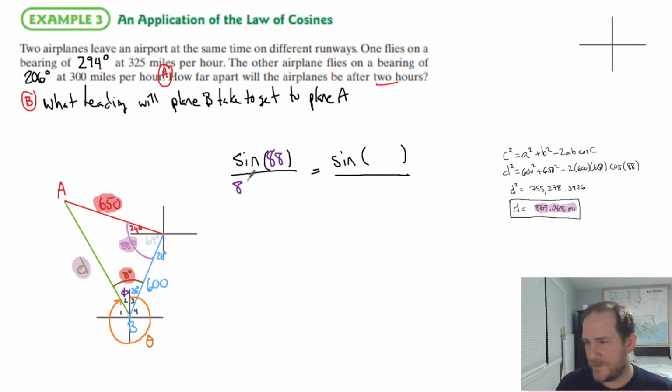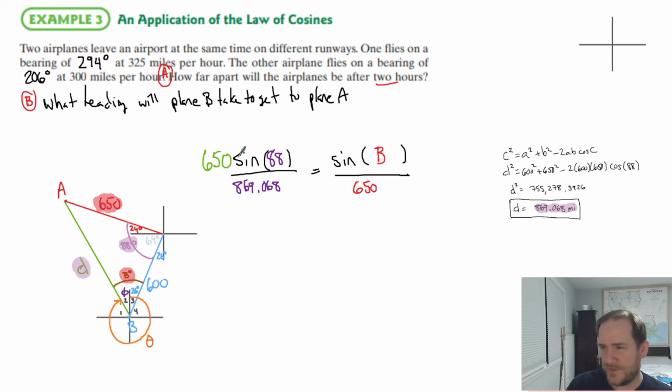Side D is 869.068. Then, because we're interested in angle B down here, we're going to use the 650-mile long side, and we're going to use it to solve for the measure of angle B. And we're going to do this all by cross multiplying, of course. So I say cross multiply. Hopefully by now you all know that I really mean that we're just going to multiply both sides by 650.